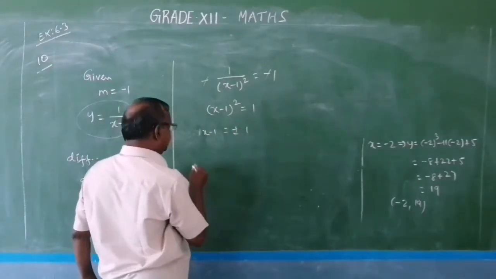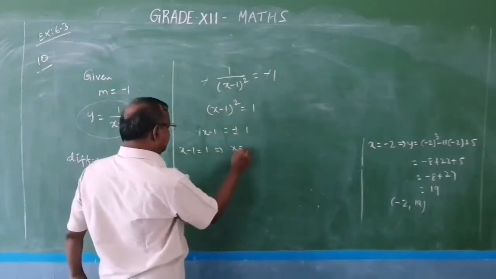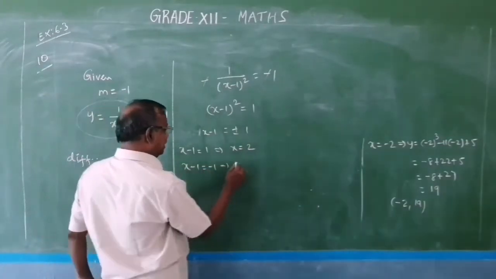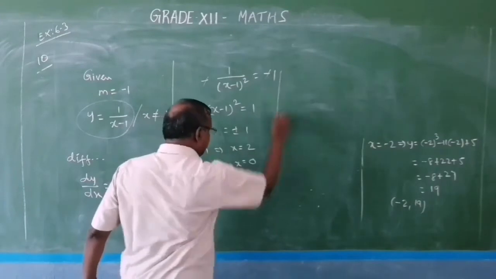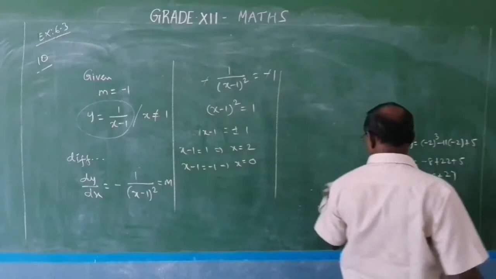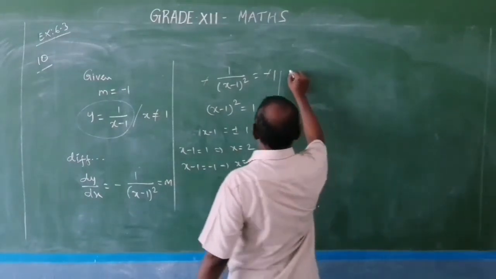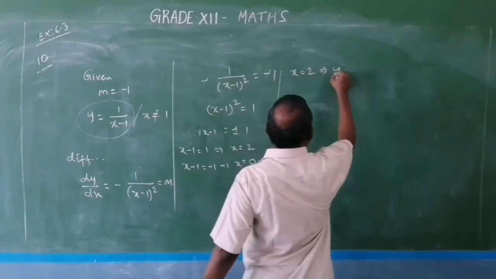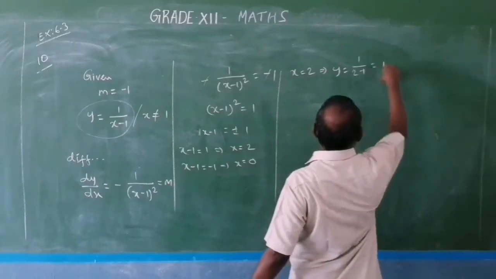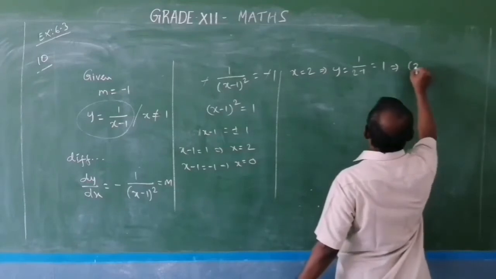or x minus 1 equal to plus or minus 1. Now, x minus 1 equal to 1 means x equal to 2. x minus 1 equal to minus 1 means x equal to 0. There are 2 points for x we have derived. Now, substituting those points in the equation, we have x equal to 2 gives y equal to 1 by 2 minus 1, equal to 1. And the point derived here is 2 comma 1.